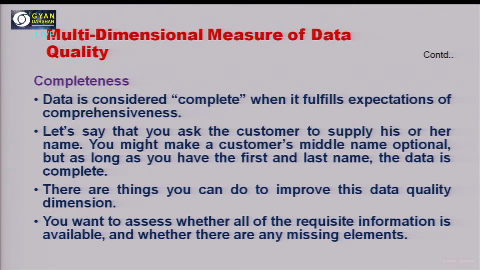Now let's talk about another metric, which is completeness. So data is considered complete when it fulfills the expectation of comprehensiveness. That means you may ask the customer to supply his or her name, and you might take the customer's middle name as optional, but as long as you have a first name and last name, your data is complete.